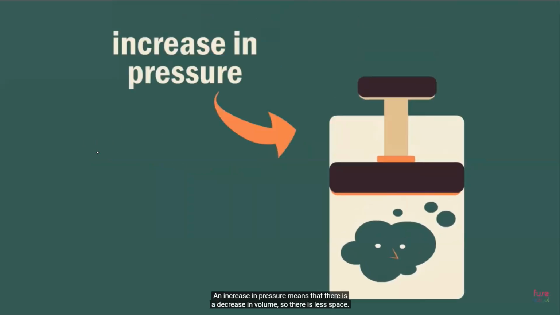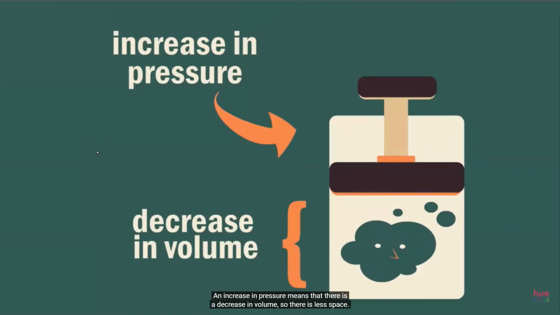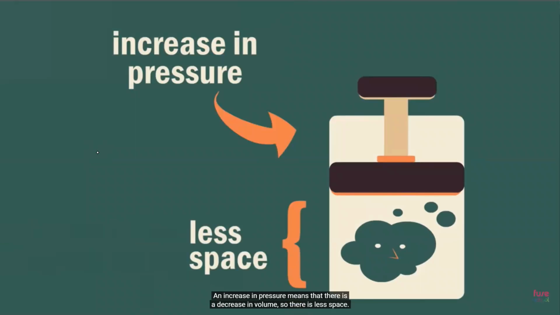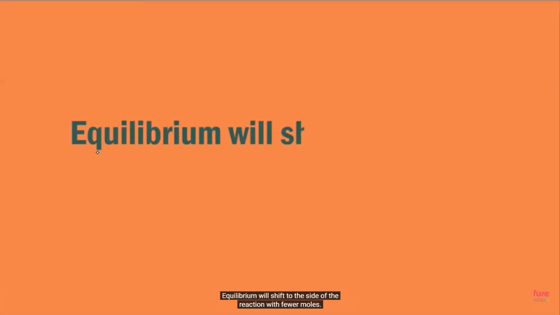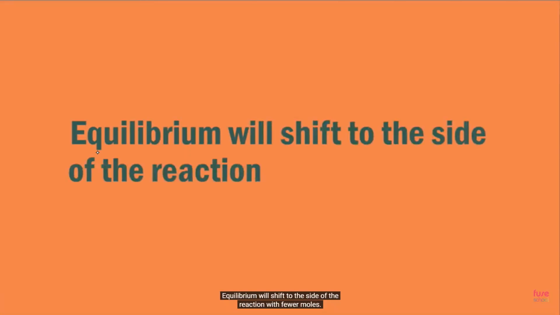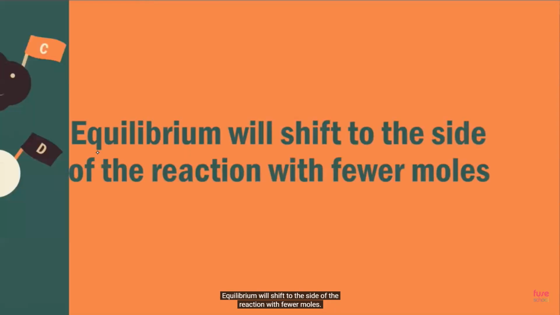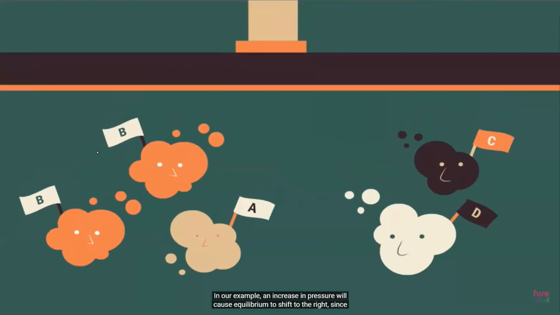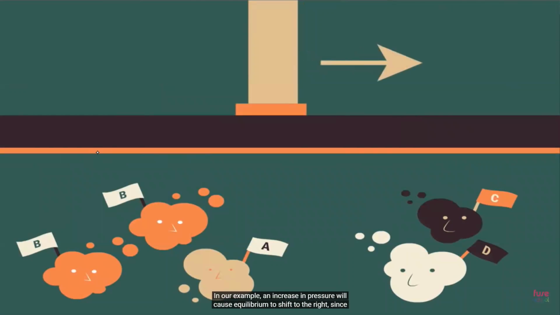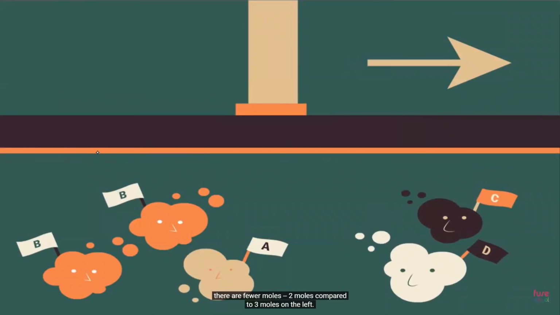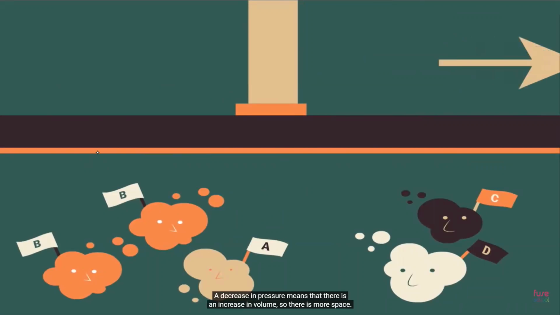An increase in pressure means that there is a decrease in volume, so there is less space. Equilibrium will shift to the side of the reaction with fewer moles. In our example, an increase in pressure will cause equilibrium to shift to the right, since there are fewer moles, 2 moles compared to 3 moles on the left.